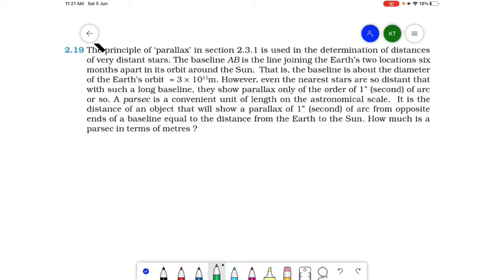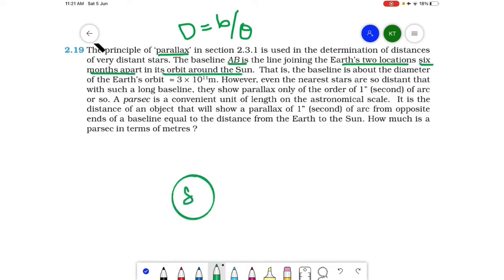The principle of parallax in section 2.31 is used in the determination of distances of very distant stars. So the parallax, we've learned the formula d is equal to b by theta. The baseline AB is a line joining the Earth's two locations 6 months apart in its orbit around the Sun.